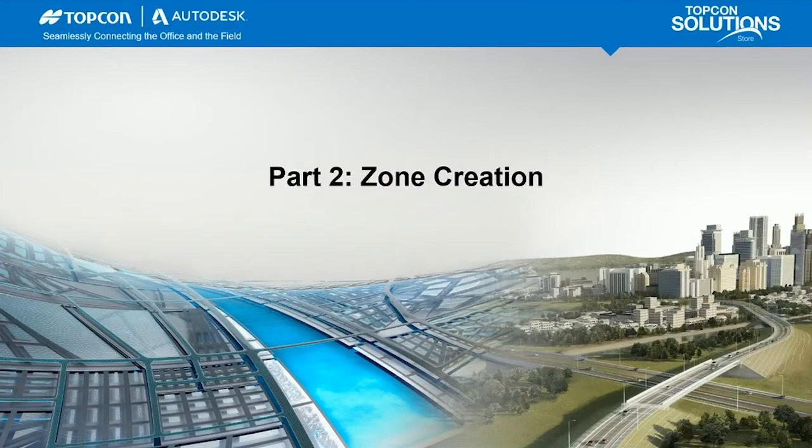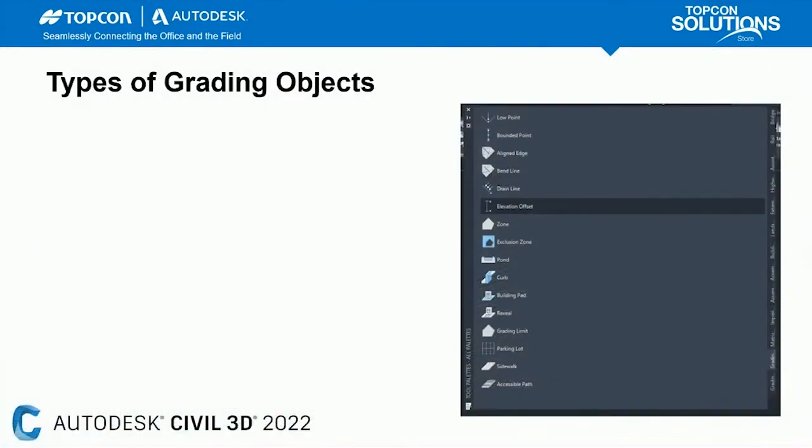Okay, part 2, zone creation. This is in my opinion by far the most important thing to understand with grading optimization. So there's a few different grading objects. It's a bit intimidating at first, but you'll find they all really relate to each other. So once you get the idea of a couple, they're all going to make sense.